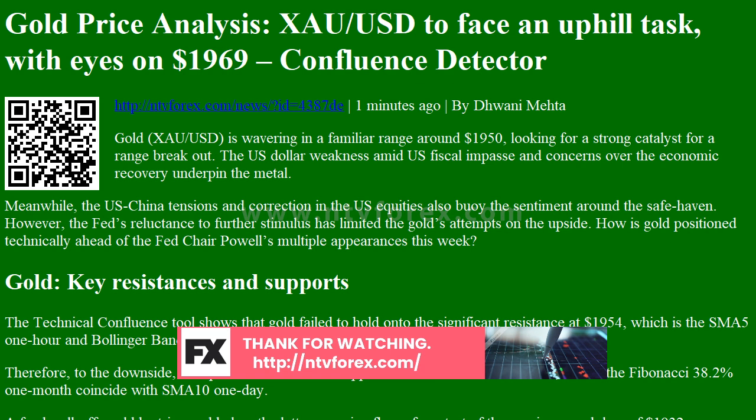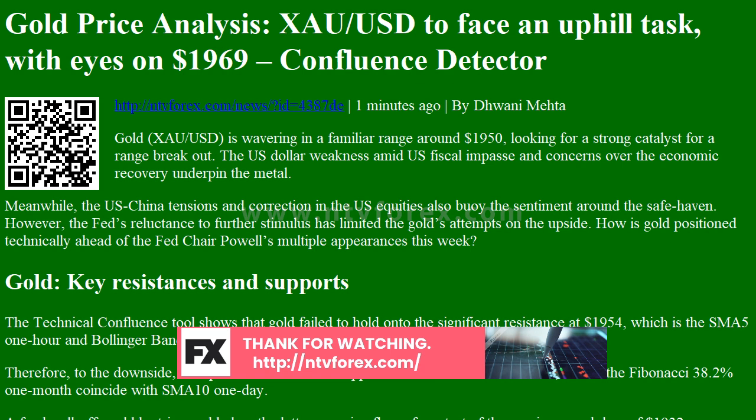How is gold positioned technically ahead of the Fed Chair Powell's multiple appearances this week? Gold key resistances and supports. The technical confluence tool shows that gold failed to hold onto the significant resistance at $1,954, which is the SMA 5 1-hour and Bollinger Band 4-hour middle.